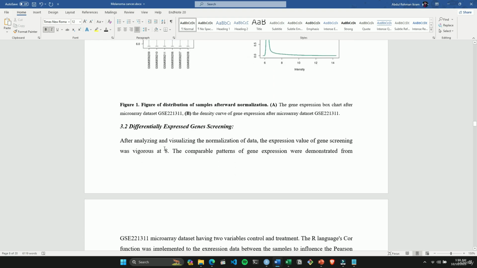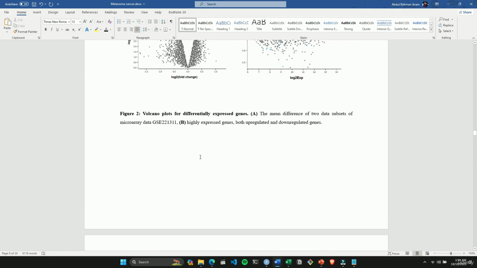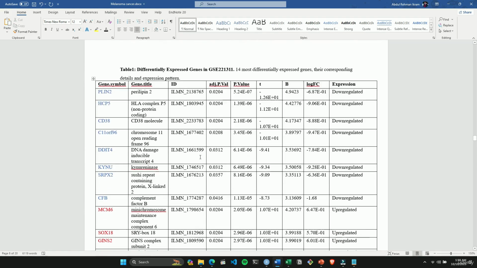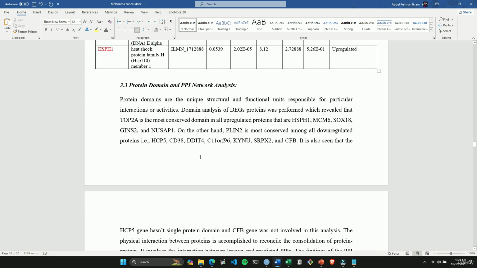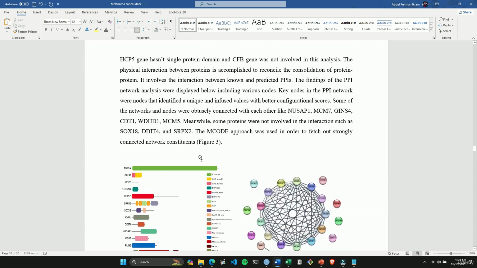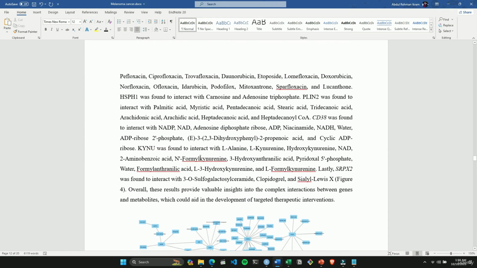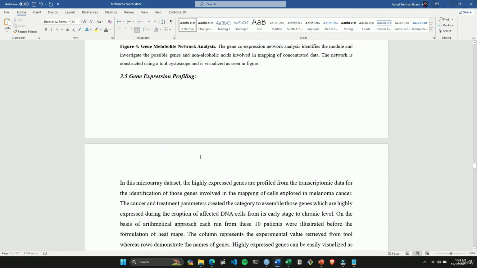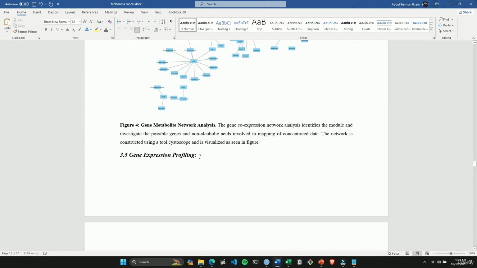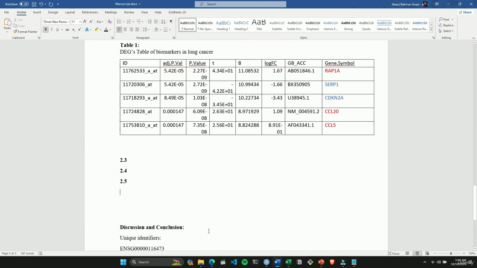I'm just going to show you here. We have the differentially expressed gene screening that we have done, and then we have the protein and domain analysis that you can see here. After that, you can see the gene metabolite interaction network. You can do that as well. And then we have gene expression profiling, and you can do all the analysis by yourself if you want to. You can learn that on the internet. Some that were very important I taught you as well.